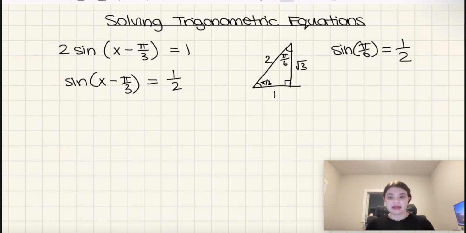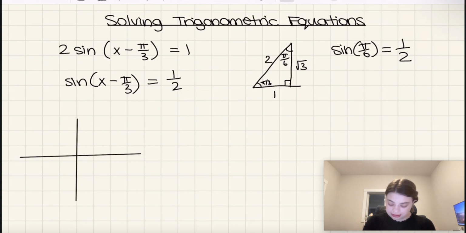Now, in the first cycle, from 0 to 2 pi, in other words, are there any other places other than pi over 6 where we would have 1/2? Well, let's check. Let's draw a diagram here and check to see what that would look like. So remembering the CAST rule states that in quadrant 1, all of the trig ratios are positive. In quadrant 2, only sine is positive. In quadrant 3, only tan is positive. And in quadrant 4, only cosine is positive.